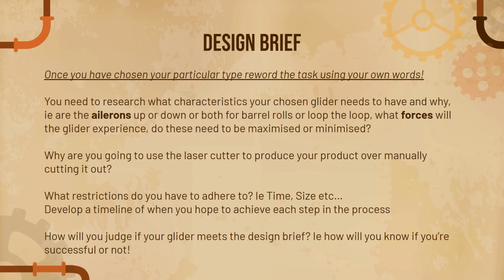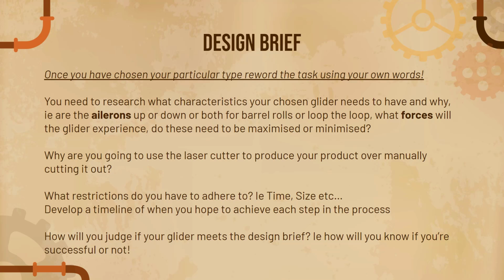Once you've chosen if you're going to do a long distance or a stunt glider, you need to reword the task using your own words, but you need to incorporate either long distance or stunt glider, depending on which way you go about it. So that's the first part, what you need to do. From there, you need to research what characteristics your chosen glider needs to have and why they need to have it.